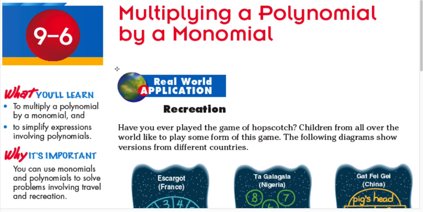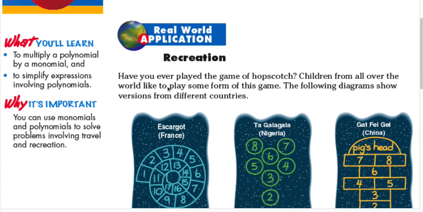In the lesson proper, we want to multiply a polynomial by a monomial. In this lesson, you learn to multiply a polynomial by a monomial and to simplify expressions involving polynomials. Why is it important? Because you can use monomials and polynomials to solve problems involving travel and recreation.